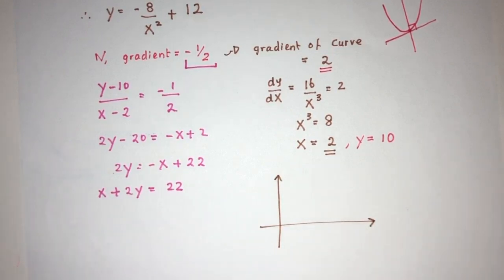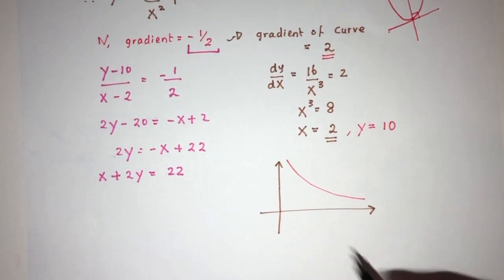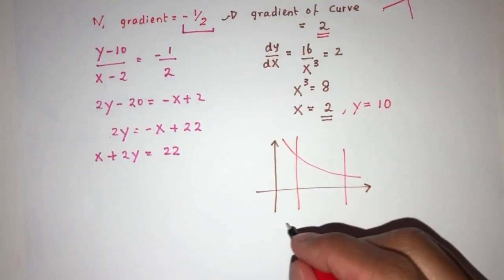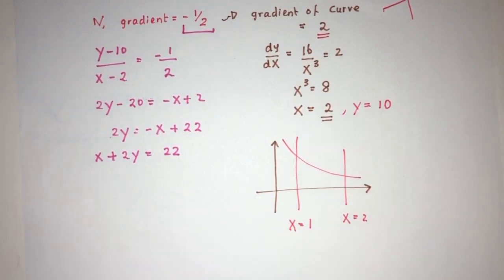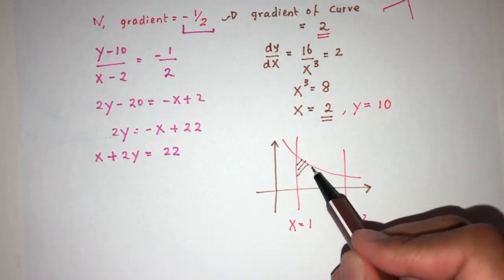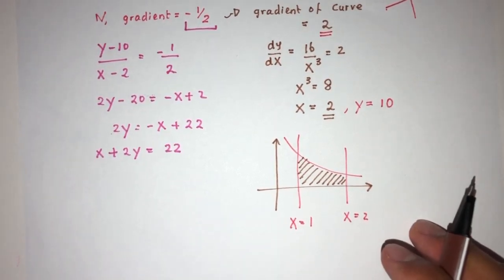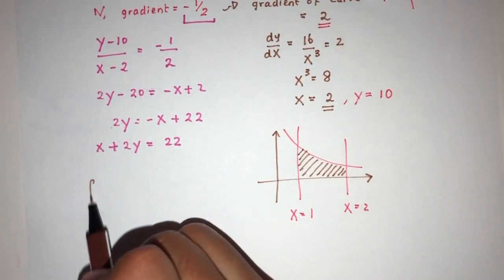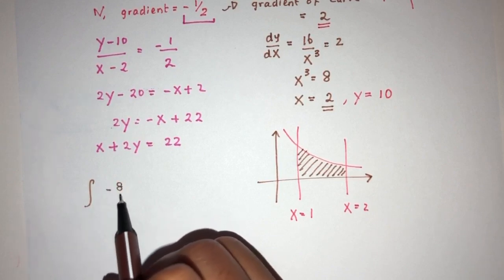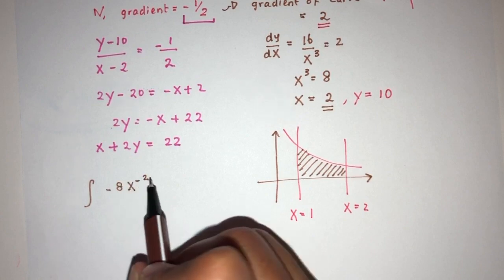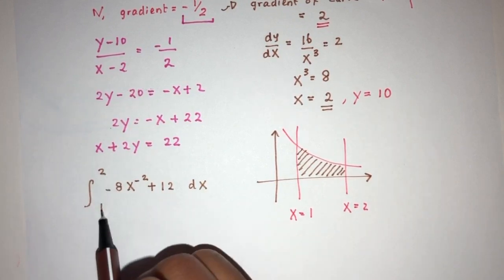For example, we have the curve is here, the curve something like this. For example, we have these two, x equal to 1 and x equal to 2. So we have to find the area under the curve. Okay, so to find this area, obviously we have to use integration. The integration of y is minus 8 over x squared, which will be x to the power minus 2, and plus 12, with respect to dx, and the top value will be 2 and the bottom 1.